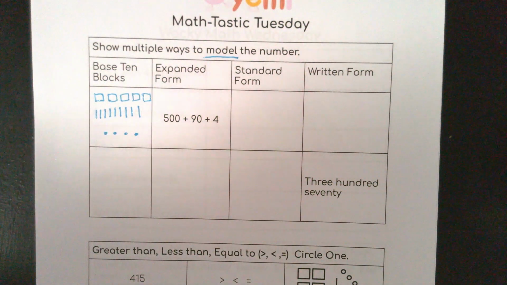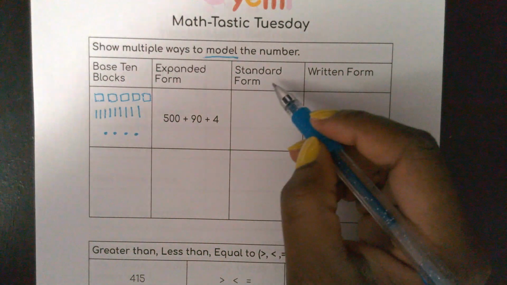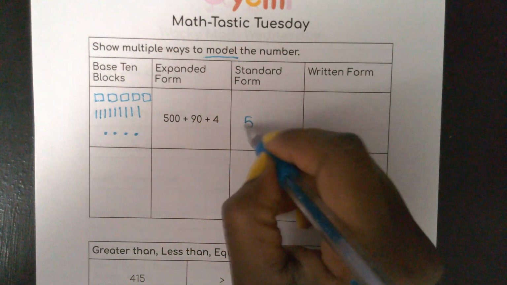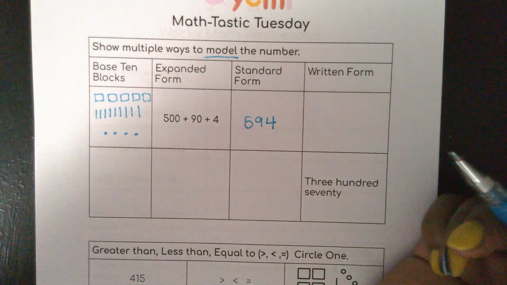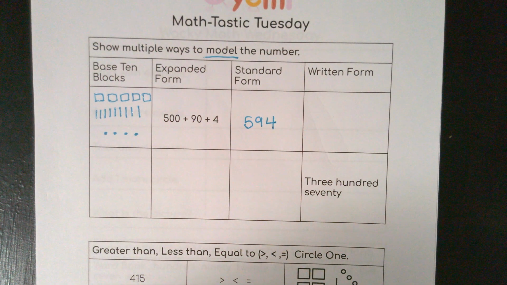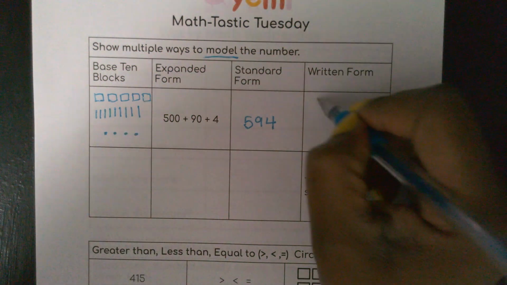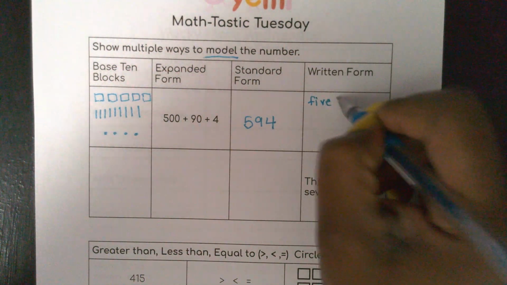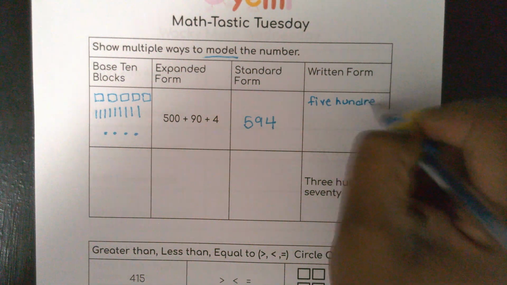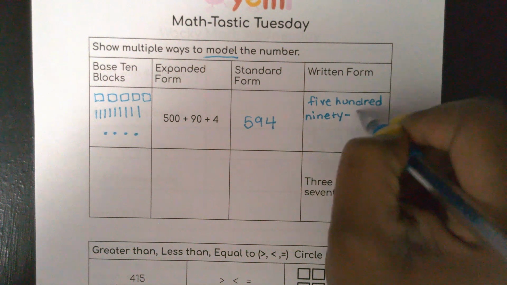It's important to know what those symbols represent. So in standard form, we have 594. And in written form, there's no word bank. There's no box where we have words to help us. That's why we've been practicing name that number the first 3 weeks. So here I have 594.